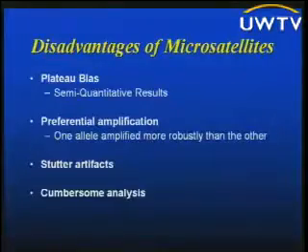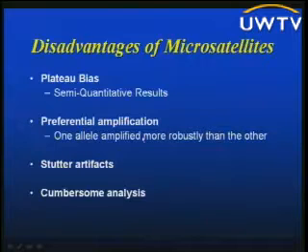There are some disadvantages, one of which is the fact that you do see plateau bias, because it's not a quantitative method in that you're not following them at every step of the PCR's reaction. You have a certain set number of PCR reactions that you always perform, and so even if there might be some quantitative differences that can get blurred. So at best, these results are semi-quantitative.